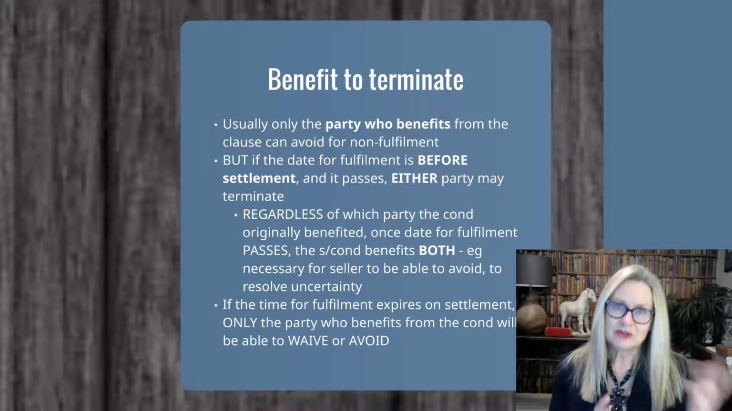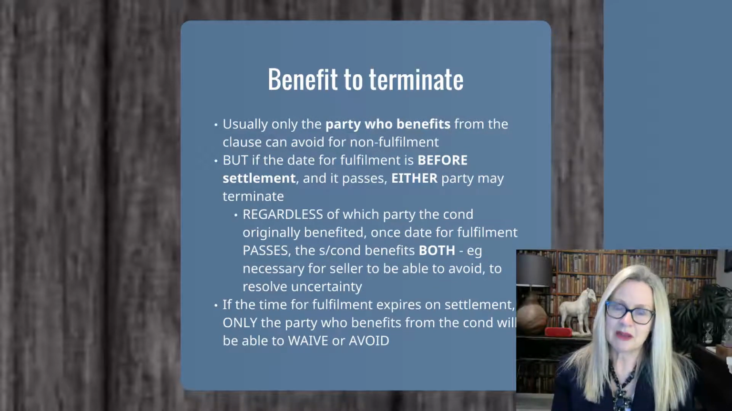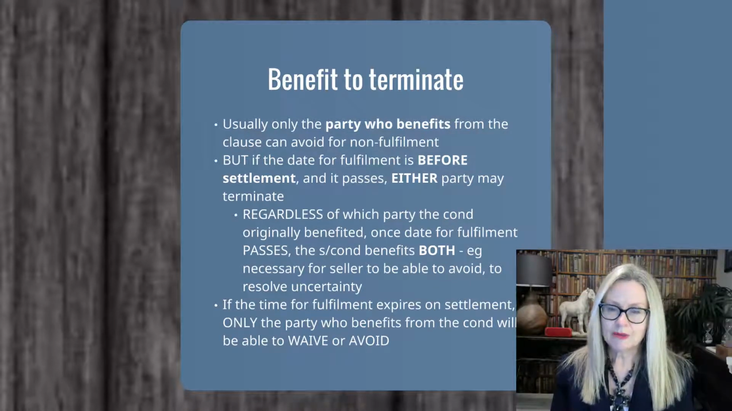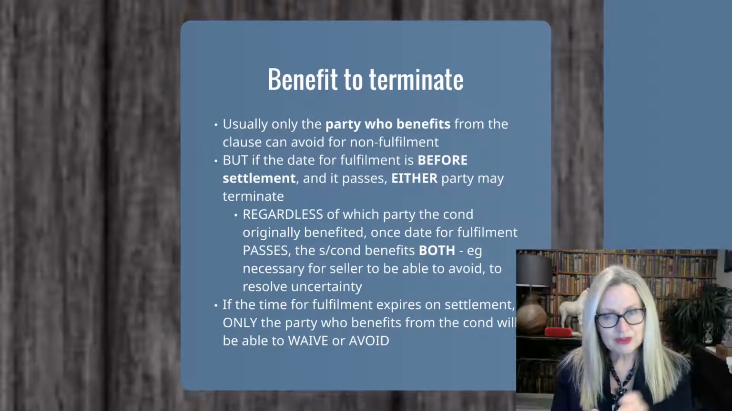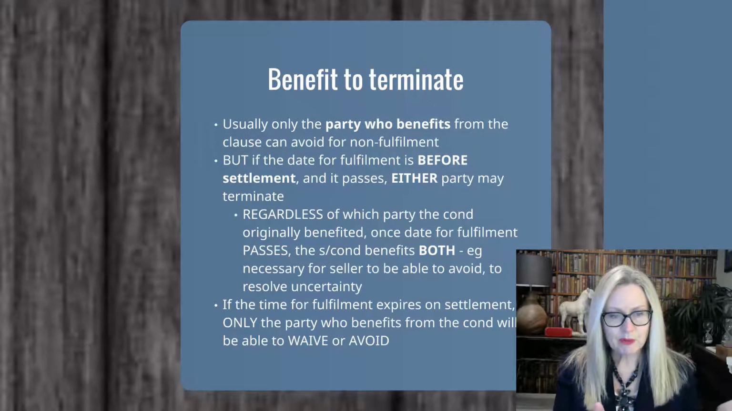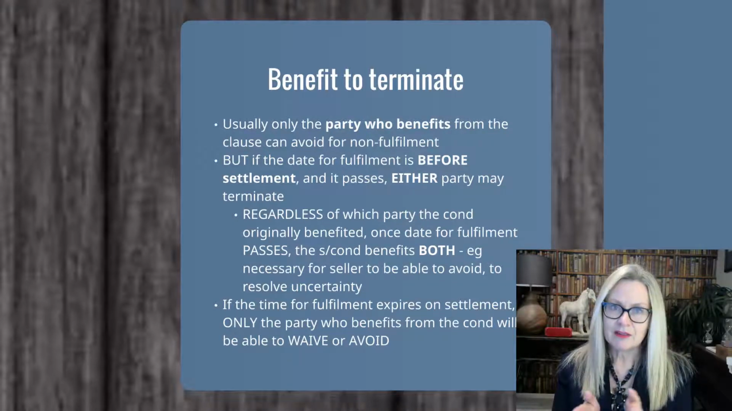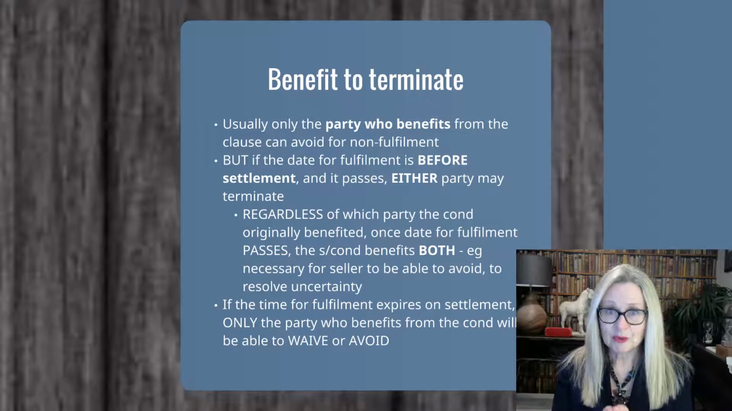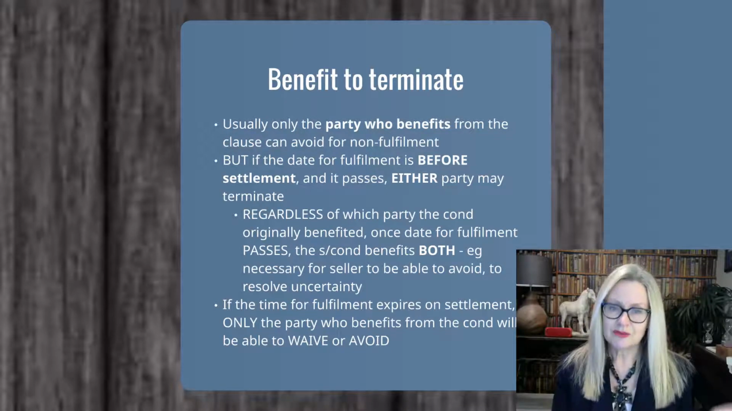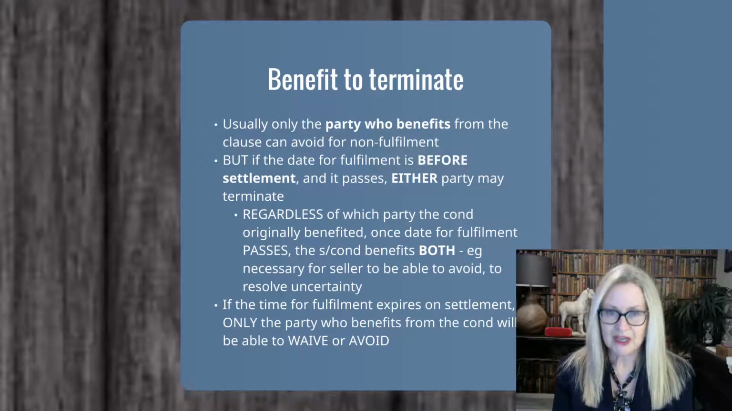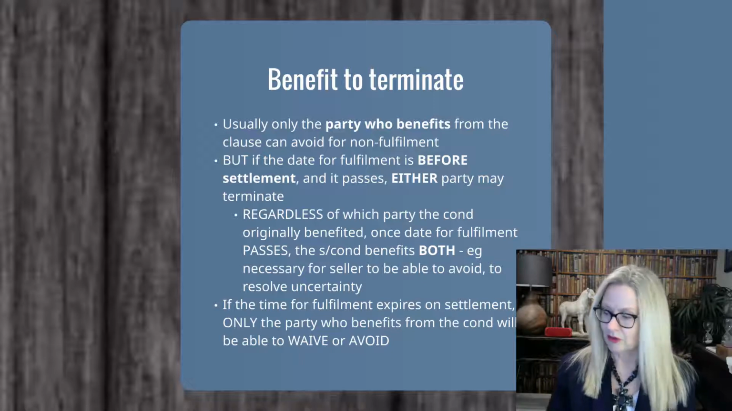Now, if it comes to the situation that I was just talking about in the previous slide, if the time for fulfillment actually expires on the settlement date, then you've got that clause that was inserted for one party's benefit operating right up until the point at which settlement is meant to occur. And because of that situation, you can't allow the other party to terminate pre-settlement or even at settlement. Okay, so if the time for fulfillment expires on settlement, only the party who benefits from that special condition is allowed to either waive or avoid the contract.